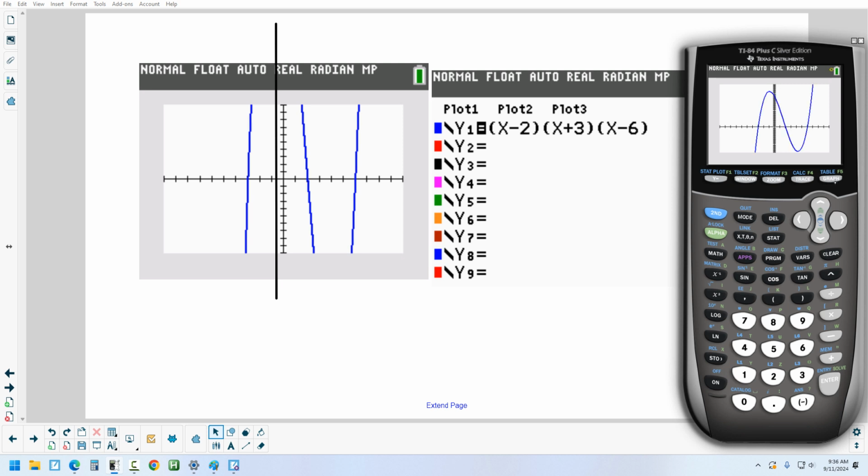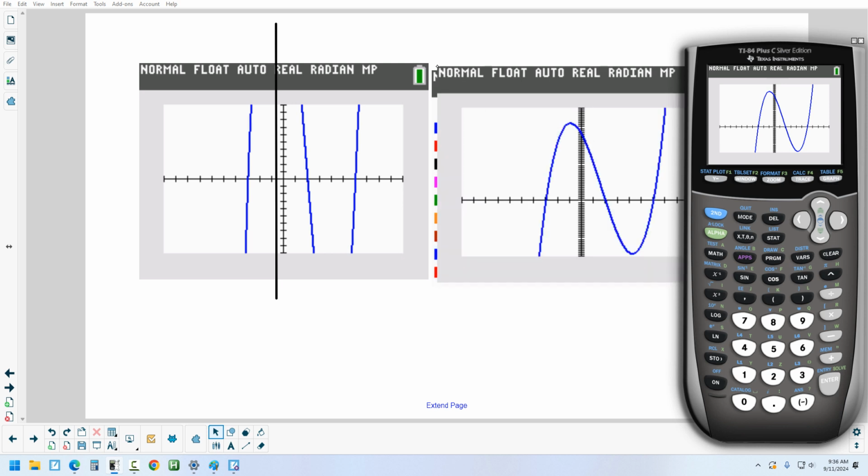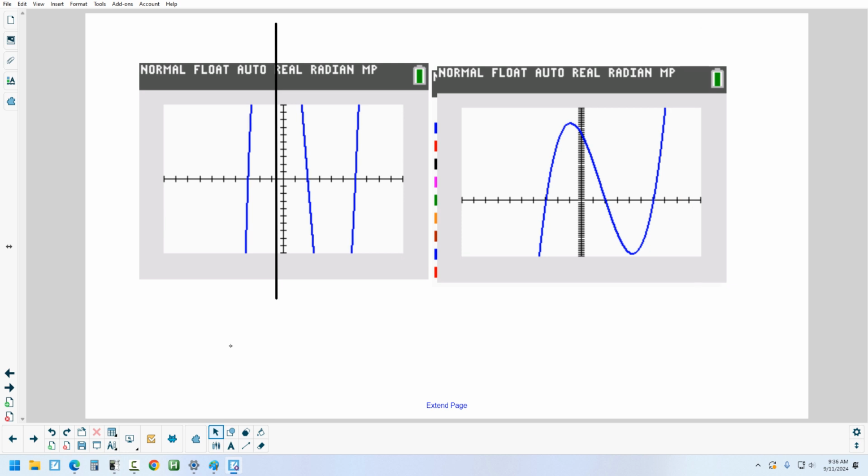Perfect. A little close on the bottom, but it's okay. It doesn't go off the screen. And there's your graph. All right, so how would you write it down? Well, one way you can write this down.